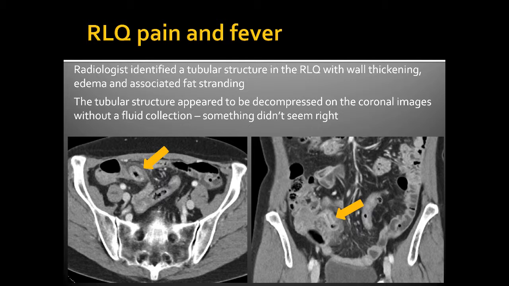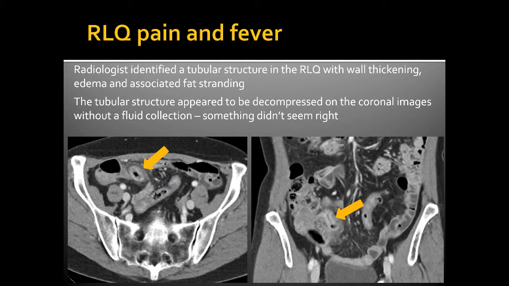This is a CT performed in a patient with right lower quadrant pain and fever. The interpreting radiologist identifies a tubular structure in the right lower quadrant with wall thickening, edema, and associated fat stranding. The tubular structure appears to be decompressed on the coronal images without an associated fluid collection. Something didn't seem right, and this radiologist did the right thing.